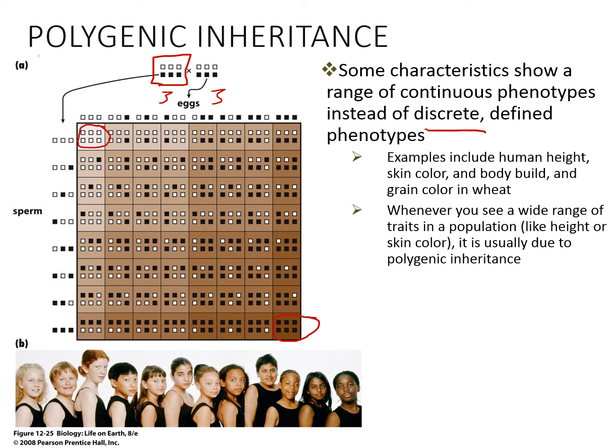And a bunch of other examples would be human height, skin color, body build, grain color in wheat, and often these traits are affected by the environment as well. For example, skin color, we can get a tan. For example, height, if you eat more of certain types of foods, or if you just eat more food and you are not malnourished, you're more likely to grow a little taller. So whenever you see a wide range of traits in a population, height, skin color, it's usually due to polygenic inheritance. And this should be a pretty easy term to remember. Poly is many, genic is gene.